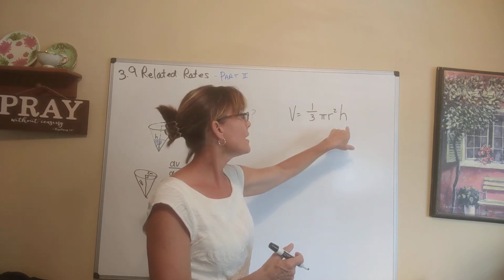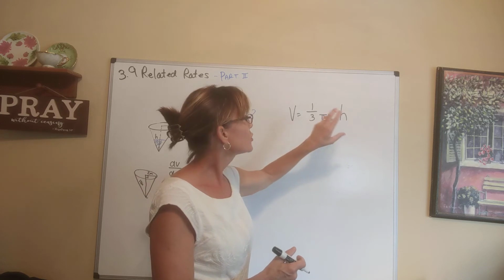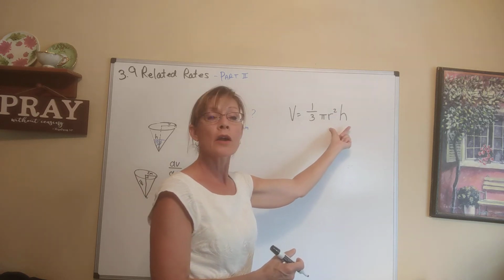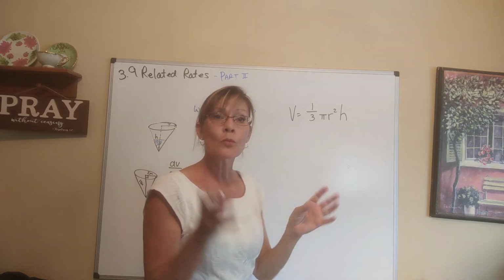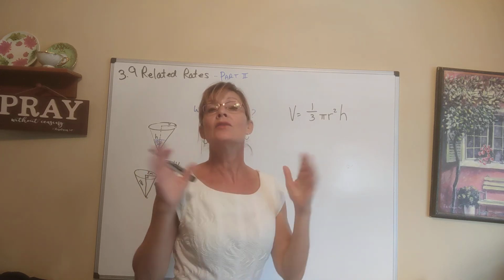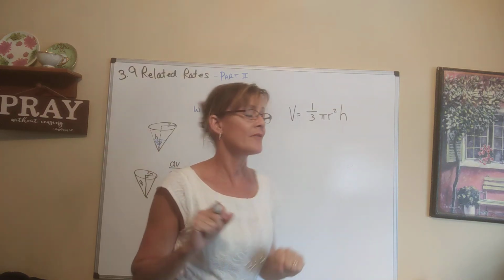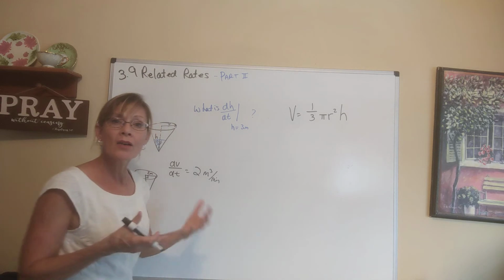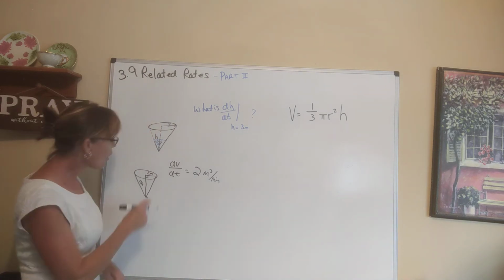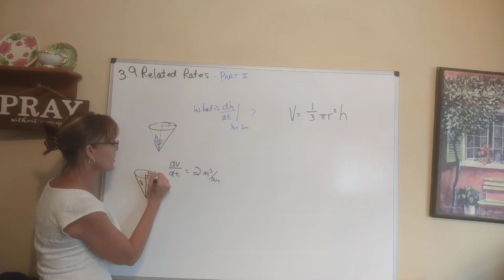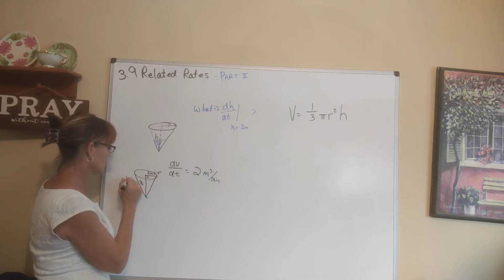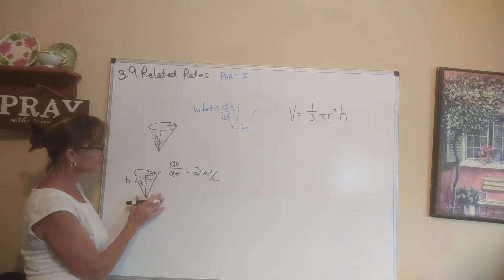So what I am going to do is try to rewrite R or H one in terms of the other so that I don't have as many things to have to handle. What can help me out here is the fact that they told me the radius, this is R and this is H. Okay, this is for this specific cone.